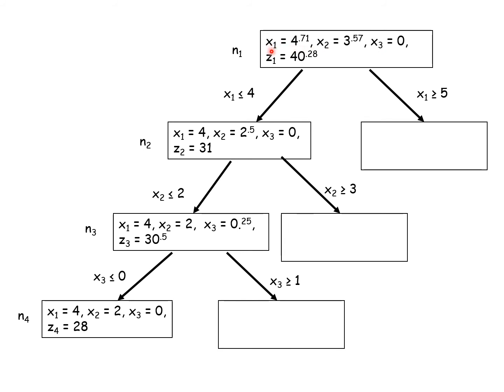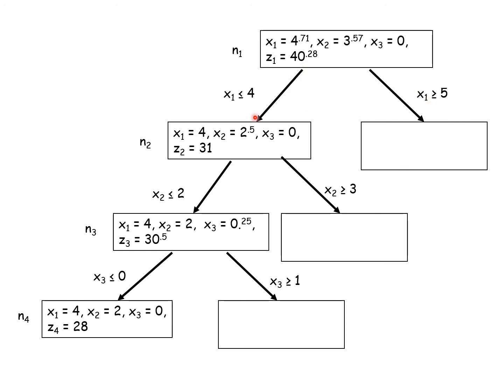Is it integer? No, it's not integer, so I use it. x1 is the lowest indexed variable that is not an integer, and I branch on it, and I take the left branch. How do I branch on this? As I said earlier, it's smaller than the integer value of that variable, and larger than the rounded-up integer value. So it's smaller than 4 and larger than 5. One branch is x1 smaller than 4, and another branch is x1 larger than 5.